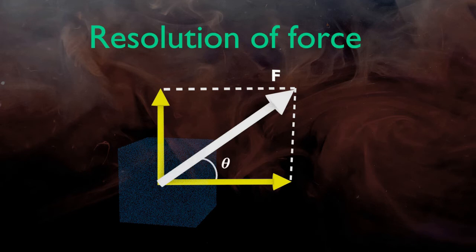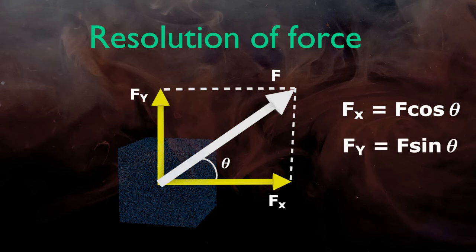If theta is the angle between force F and x-axis, the component in x direction, Fx, will be F cos theta and in y direction, Fy, will be F sin theta.